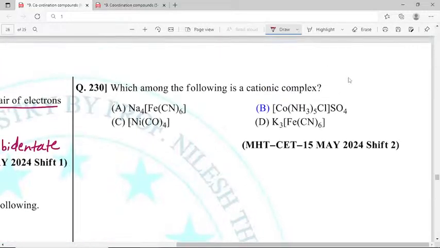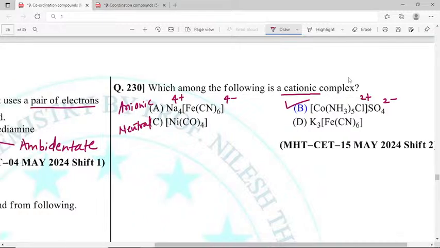Which among the following is cationic complex? Cationic stands for complex carrying positive charge, anionic negative. So this is 4 plus, 4 minus. So this is anionic. This is 2 minus, 2 plus. So this is cationic. This is neutral. Neutral. This is again 3 plus, 3 minus, anionic complex. This is again an anionic complex.